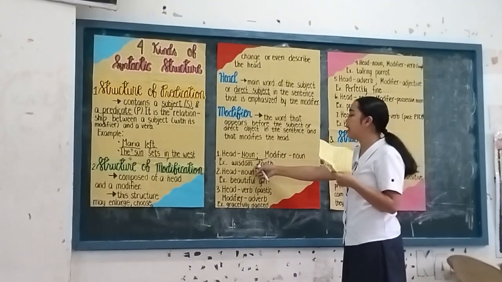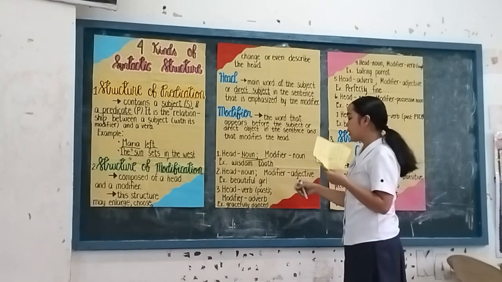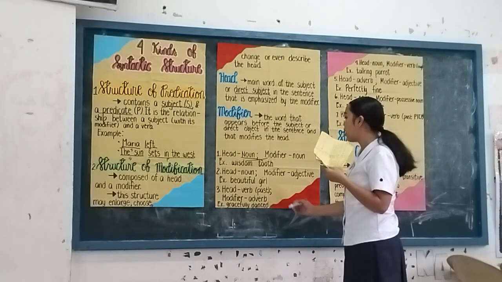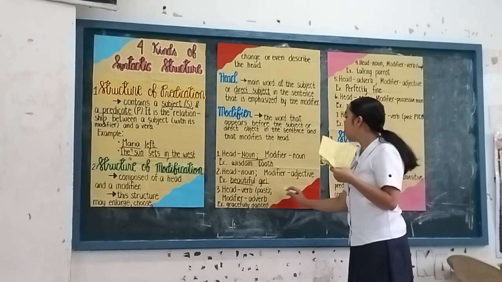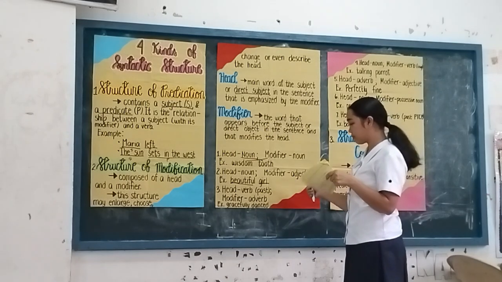Noun, okay, we specify here what kind of food. And then the second example is beautiful girl. So the head is girl, and the beautiful is the modifier. So the modifier here is beautiful, which is the adjective.